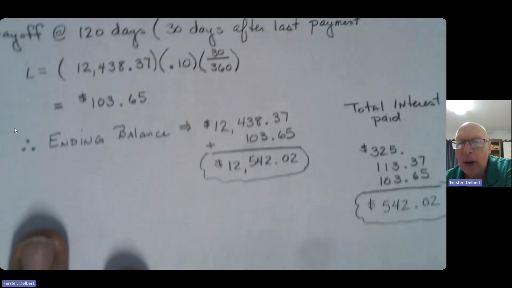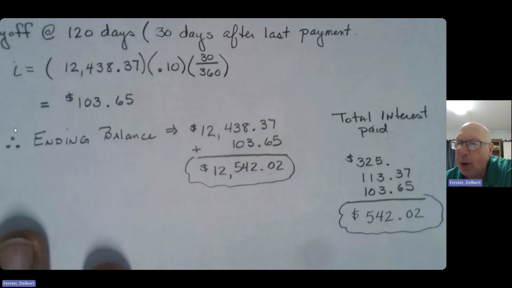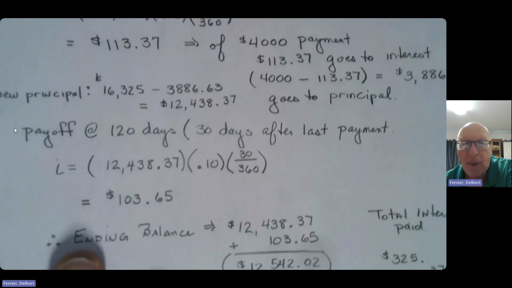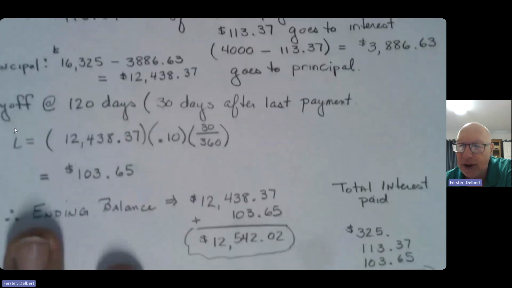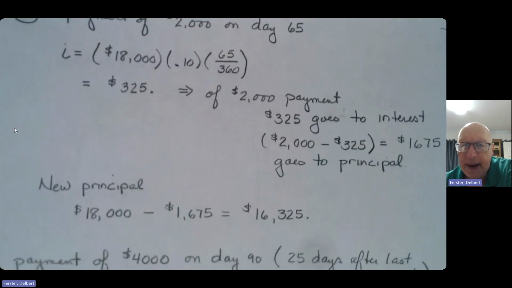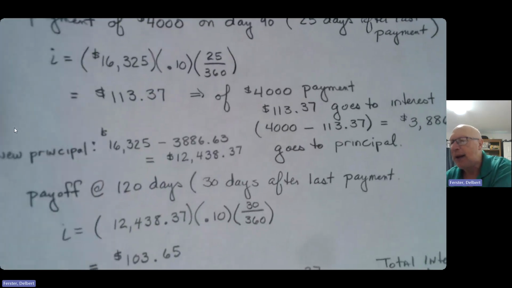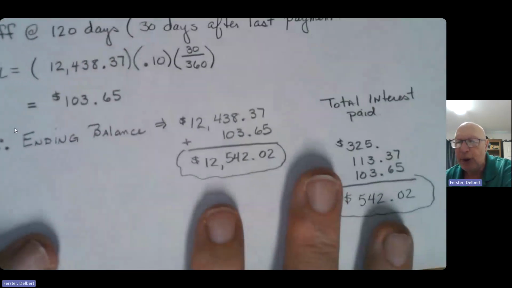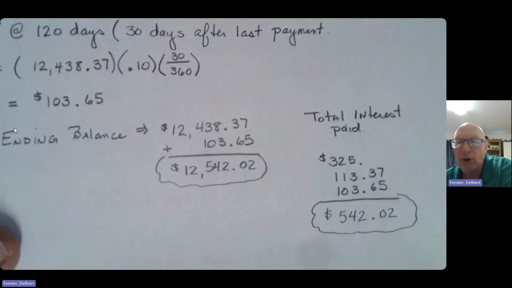Total interest in this last problem is found by simply adding your 3 interest payments. All right, so we're going to add the $103.65, which is our last interest component. We slide back, we see that $113.37, our very first interest component from the beginning of this calculation was $325. So the total interest paid on the entire loan experience is the sum of those three values. So total interest on the loan, $542.02.